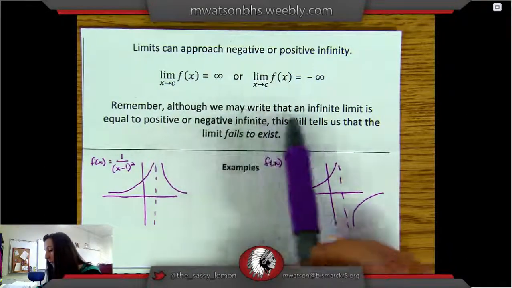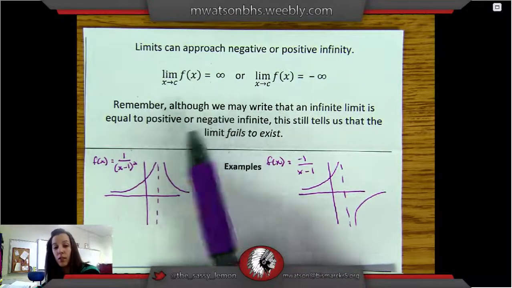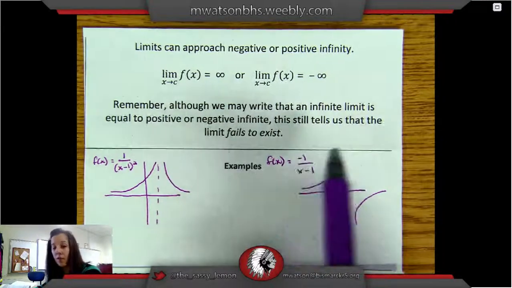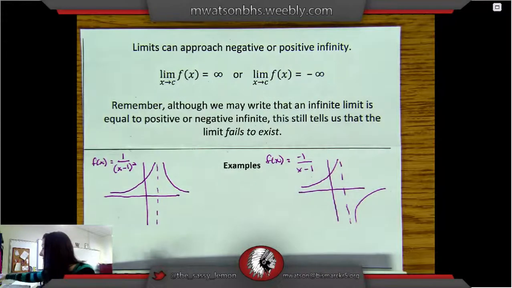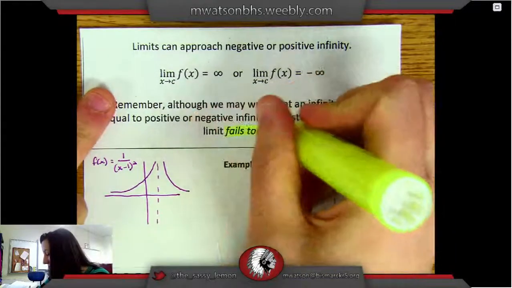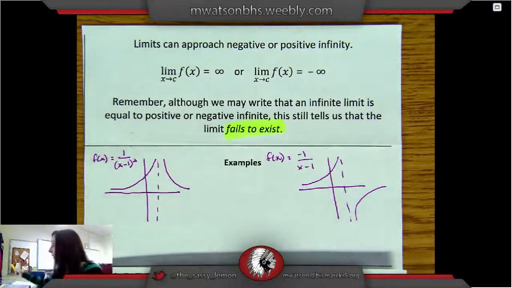So although we may write that an infinite limit is equal to positive or negative infinity, this still tells us that the limit fails to exist. So that's important to remember. I don't want you to ever think that this limit actually exists, because it does not. It's increasing or decreasing without bound.